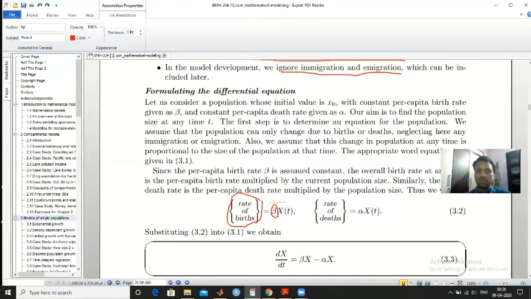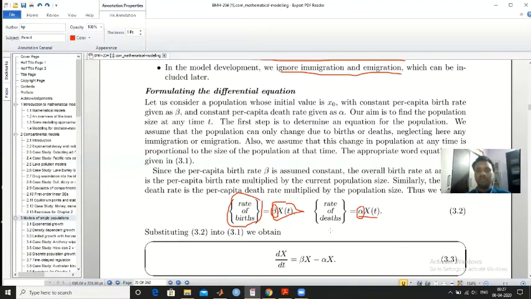Then what will be the total birth in the population? Total birth will be beta multiplied by the total population in the compartment. And what is the total population? X at any time t. Similarly, if alpha is the per capita death rate, then the total death rate in your population will be alpha multiplied by the total population, because these rates are due to one individual, per capita per unit time. If you multiply by the total population, then you will get the total births and the total deaths in that population.